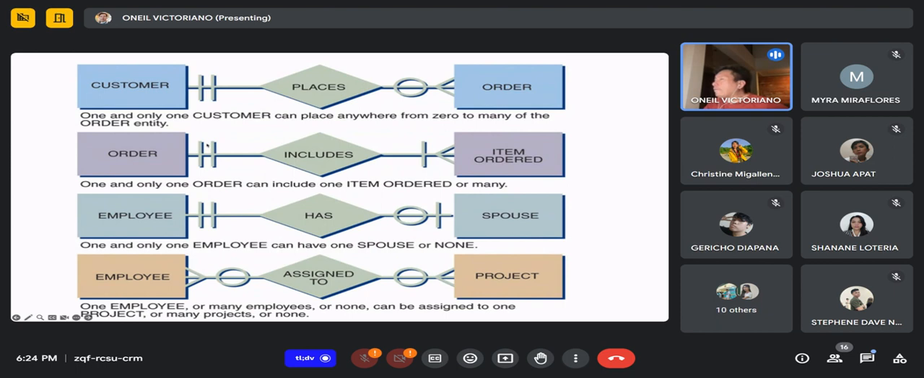So this is an example of an ERD, no? A basic ERD, like a customer would have many or zero orders. But the order only has one customer. No? An order slip cannot have many customers. No? An order has many order items. The order items are connected to only one and only one order.